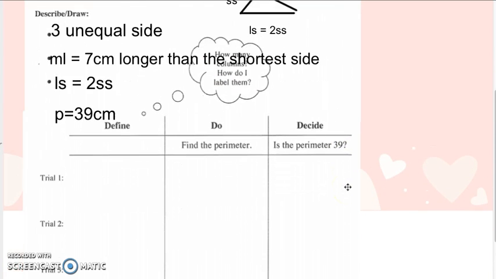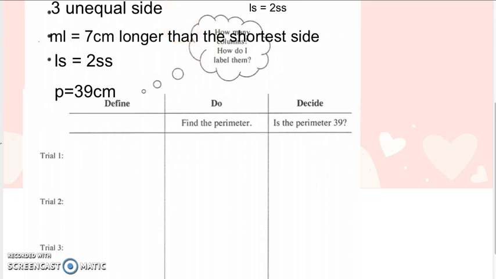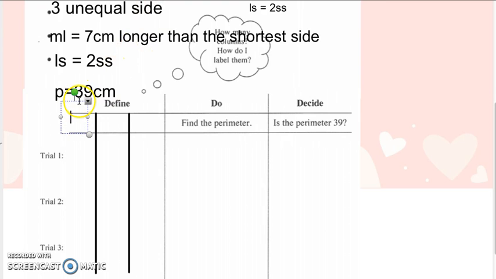Okay, now in the define column, I need to decide what things I am finding. So for this problem, I know that I have to find 3 different things. So I'm going to split the define into 3 columns. And for mine, I'm going to go from shortest to longest. So I'm going to start with the shortest side. Then I have the medium length side, and then I have the longest side.